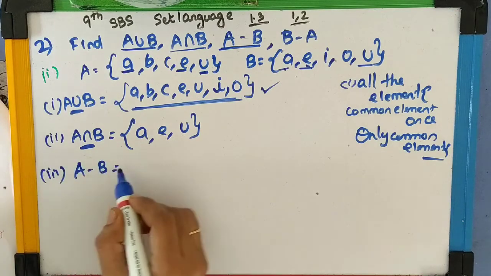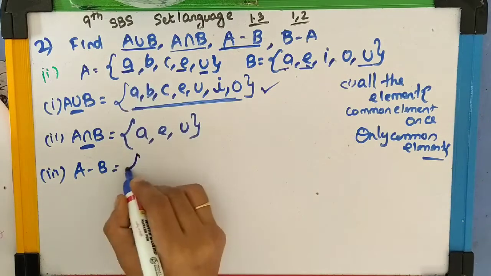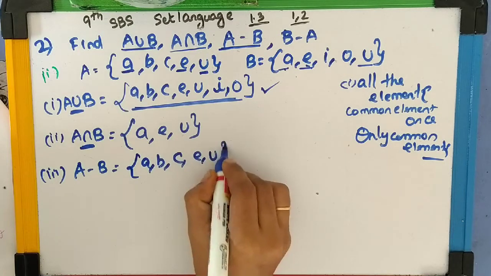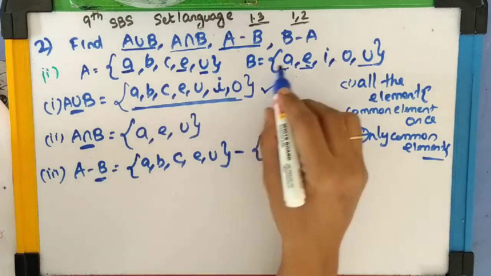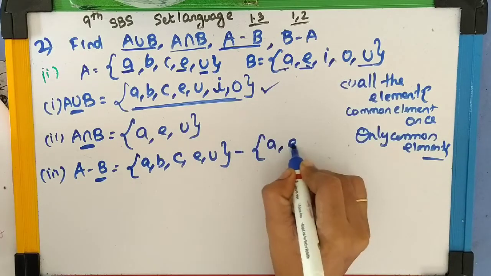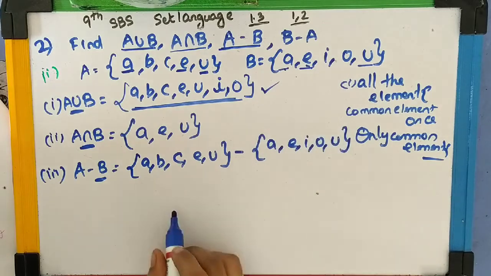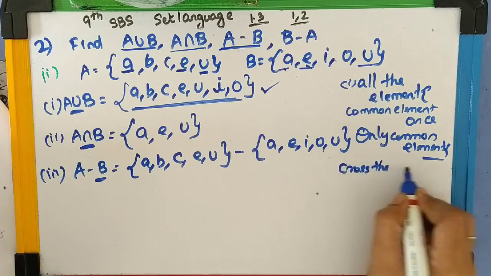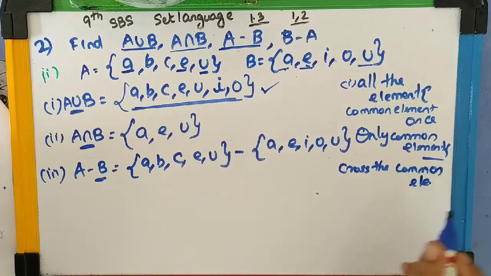Now, what is A difference B? Now, write the set A, that is A, B, C, E and U. Okay. Difference. What is B? Tell me along with me. A, E, I, O, U. Okay. Now what should we do? We should cancel the common elements, leave the second set completely and write the remaining terms in the first set.